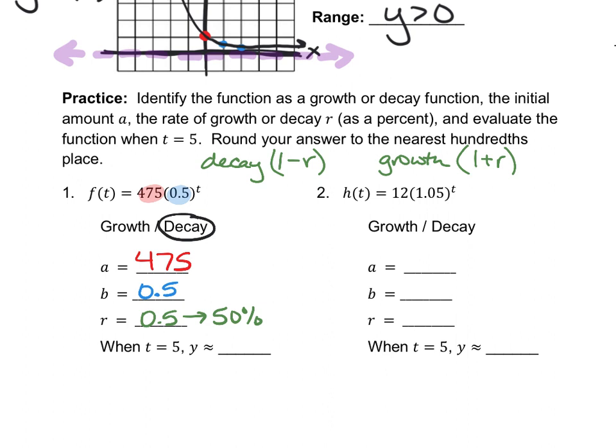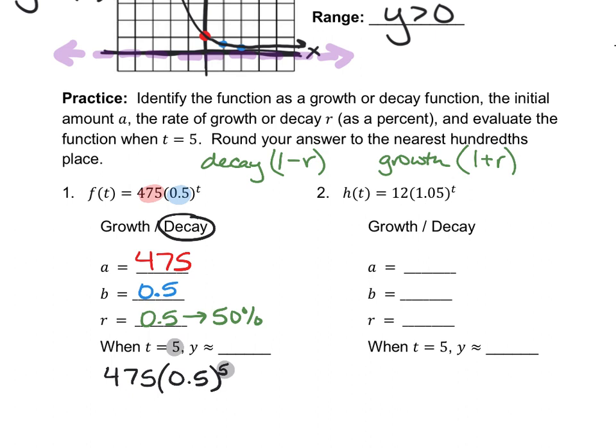I know it's 50% because, again, this parentheses should be 1, but it says 0.5. So I had to subtract something from it. Specifically, I had to subtract 0.5. Y'all just did algebra in your head. This last part says to estimate or evaluate the function when t is equal to 5. All that means, you guys, is to plug 475 times 0.5 to the 5th power into your calculator. Where did I get this 5 from? The question. Whatever number they ask you to evaluate, we're plugging that number in.